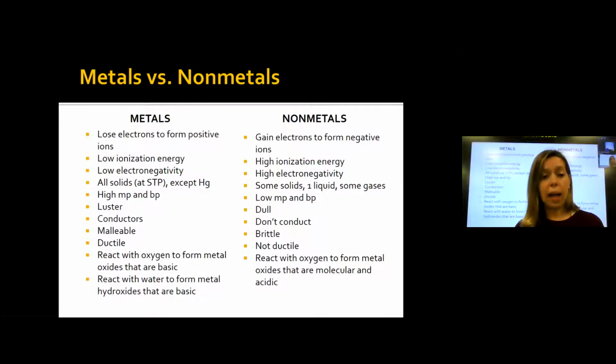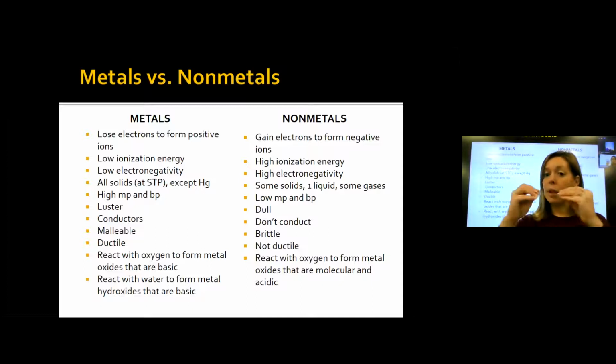Metals have a much higher melting and boiling point. Nonmetals have a lower melting and boiling point. Metals are shiny or have metallic luster. Nonmetal solids tend to be duller. We obviously would not describe a gas as being dull, but we're talking about the solids here.